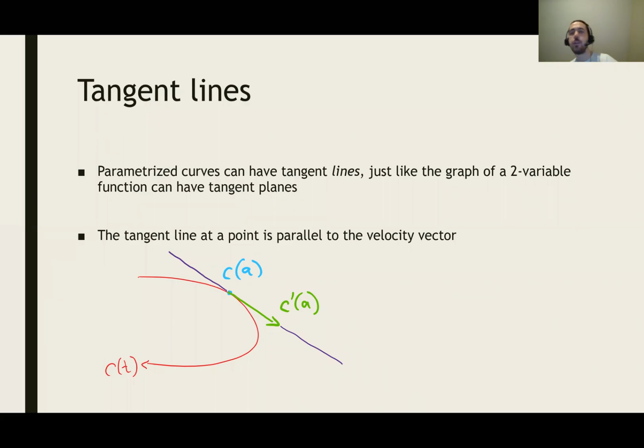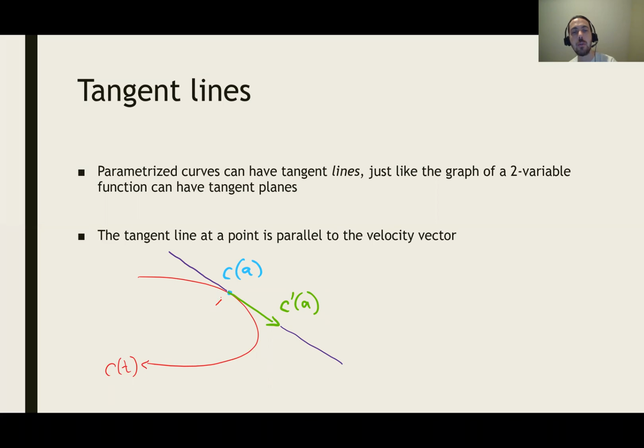So let's talk about this velocity vector a little bit more, and in particular its relation to the so-called tangent line. When we have a parameterized curve, a function with one input and several outputs, it has a tangent line potentially at each position. Just like the graph of a two-variable function can have tangent planes, or just like the graph of a single variable function can have a tangent line. And what the tangent line does is it's a line that's parallel to the velocity vector.